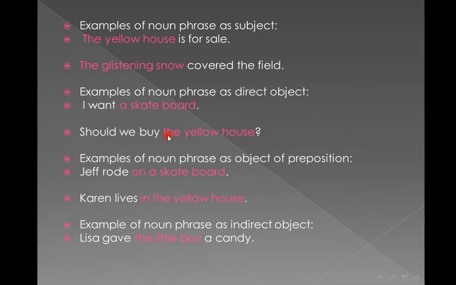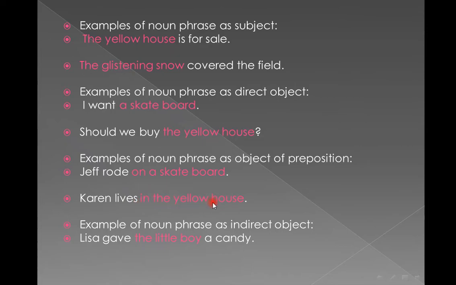Should we buy the yellow house is another example for direct objects. We move to the object of a preposition. Jeff rode on a skateboard. So on here is a preposition and a skateboard is the object of this preposition. Karen lives in the yellow house, so in here is the preposition and the yellow house is the object of this preposition.